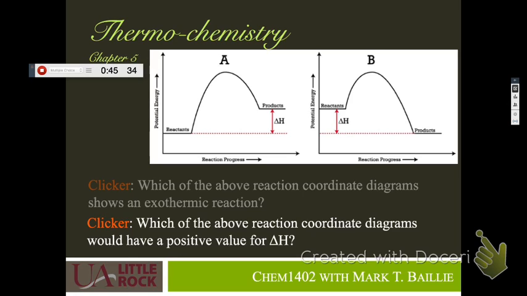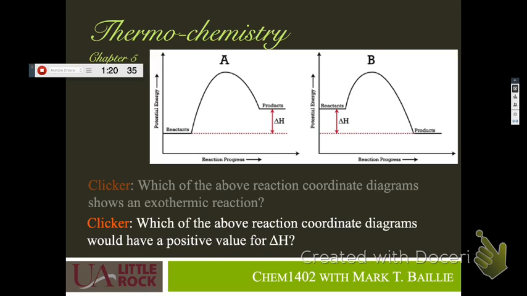Who can I hear from? Let's hear from Kyle. Which one of these do you think has a positive value of delta H and why? So I chose A, like everyone else. Because the product's energy is higher than the reactant. Okay, so what does that mean about the value of delta H? What does a positive delta H tell you? So the change in H didn't go below the reactant amount of energy.